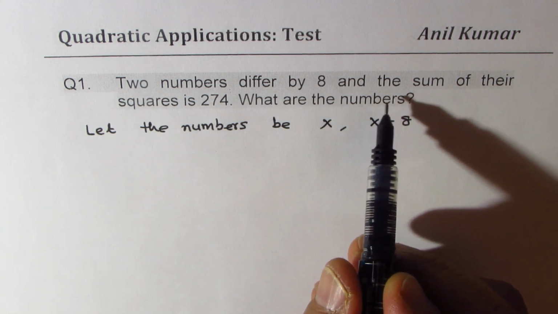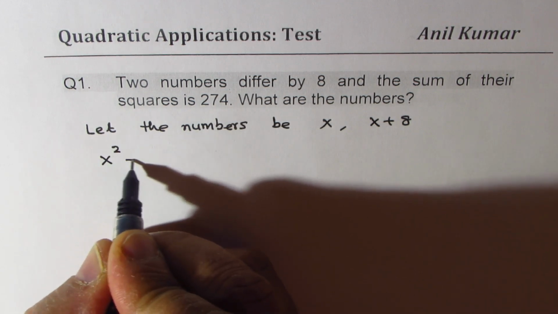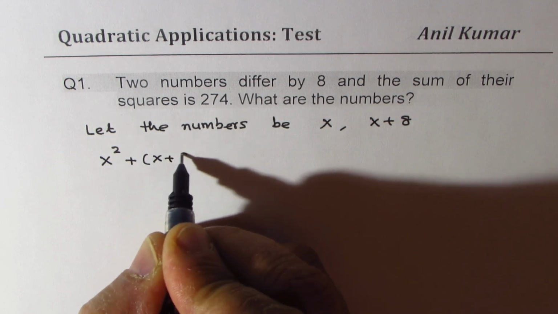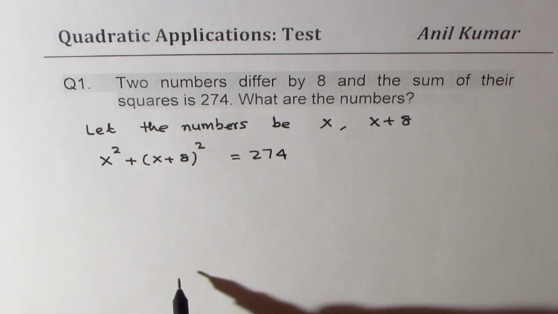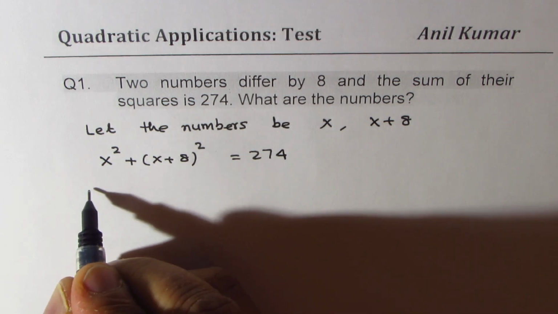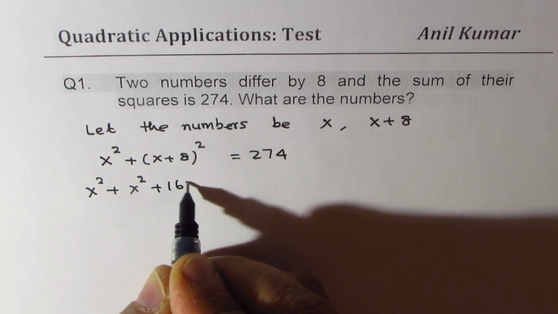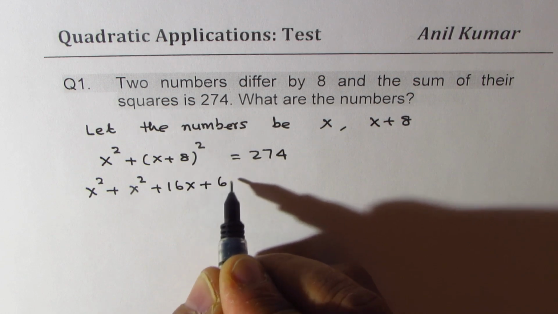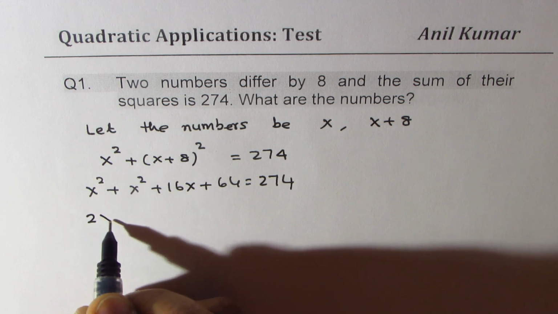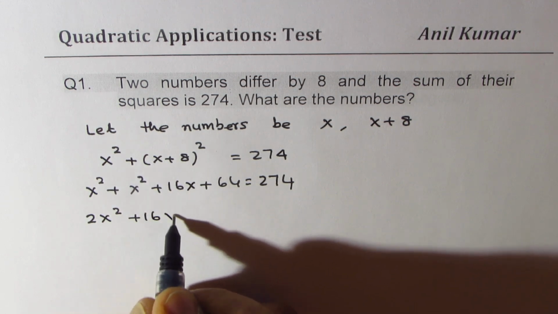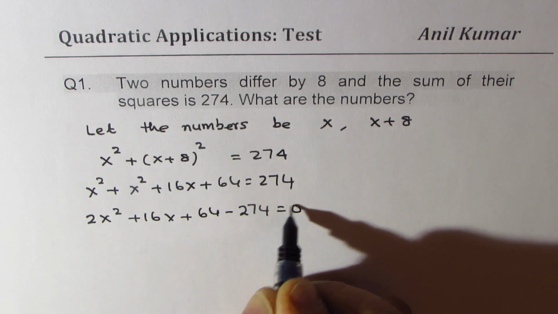Now it says that the sum of their squares is 274. That gives you the equation, that is x square plus (x plus 8) whole square is equal to 274, correct? So we can just expand and simplify. We get x square plus x square plus 2ab, which is 16x, plus 8 square, which is 64, equals 274. Bring them all together: 2x square plus 16x plus 64 minus 274 equals 0.